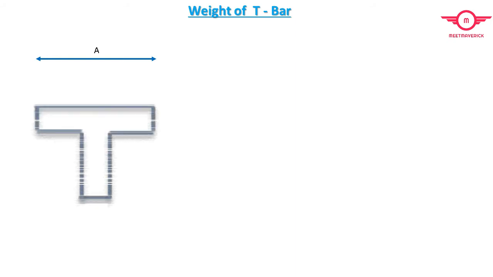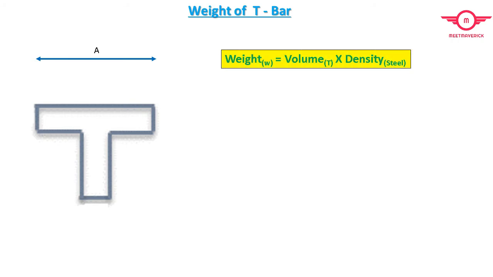Now we need to calculate the weight of T-bar. It is a little bit tricky. So first we need to calculate the volume. The T has two sides, side A and side B. So the volume formula is: side A into TF, plus (side B minus TF) into TW, into length. So weight is volume into density.